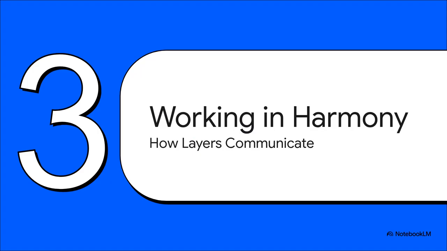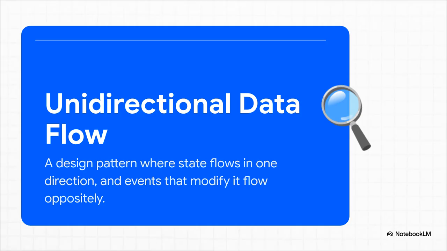Okay, so we've got our separate layers. The UI is the storefront, the data layer is the vault. Awesome. But how do they talk to each other without just creating another one of those tangled messes we started with? Well, they do it in a very clean, very predictable way. And this predictable communication pattern is called unidirectional data flow, or UDF for short.